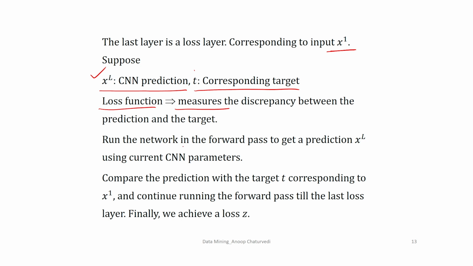Then we run the network in the forward pass to get the prediction XL using current CNN parameters. And then we compare the prediction with the target T corresponding to X1. And then we continue running the forward pass till the last loss layer. And finally, we achieve a loss, say Z.